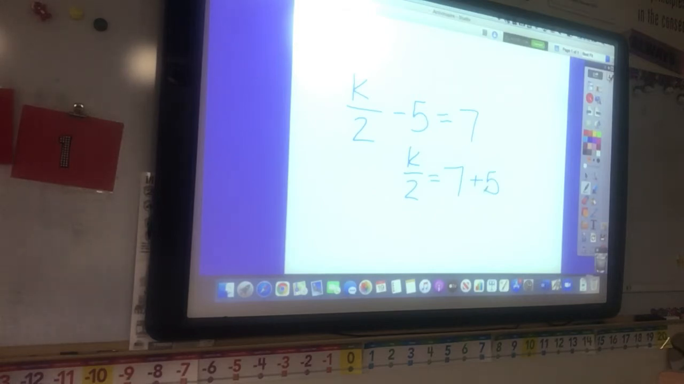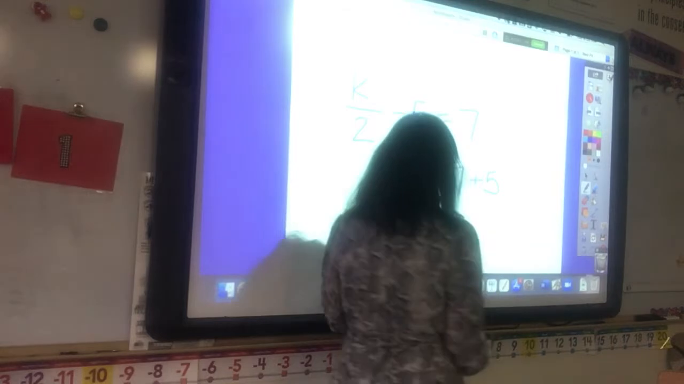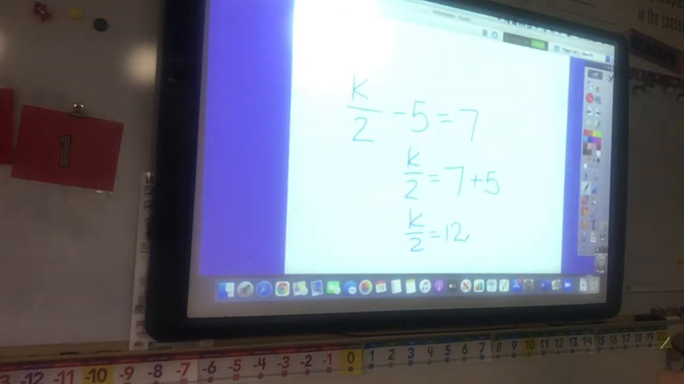So Hannah, what do we get when we add 7 and 5? 12. So we're going to have k over 2 equals 12. Okay, now we have a one step. We have k divided by 2 equals 12. The 2 needs to go over. So what's going to happen when it goes over? The opposite needs to happen. Annika? And we have to multiply.